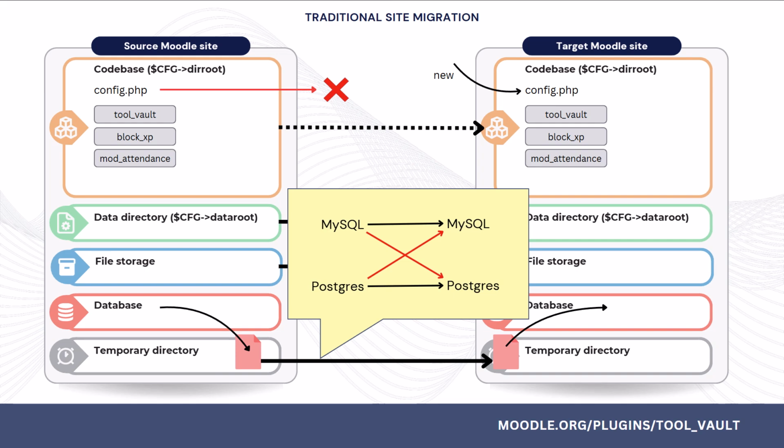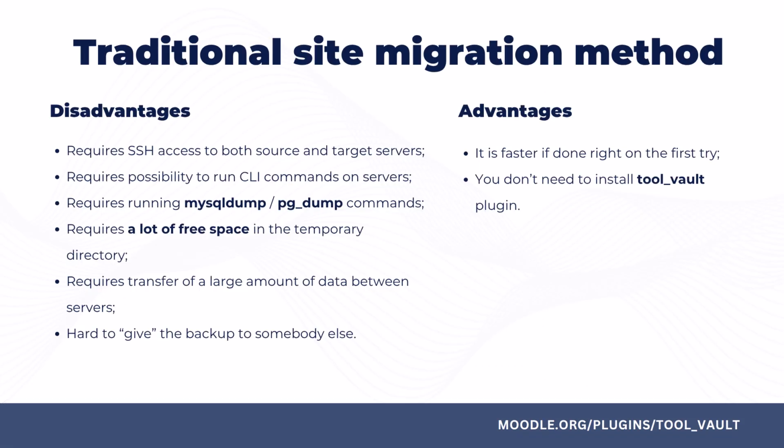As you can see, this process is quite demanding. You'll need SSH access to both servers, the ability to run CLI commands, access to database tools like mysqldump or pg_dump, and a reliable way to transfer large amounts of data across servers. And if you're trying to send a site backup to someone else, that's a whole other challenge. You certainly can't just email them gigabytes of files and database dumps. That said, when everything goes smoothly, this traditional method is faster than using Vault, but only if you get everything right on the first try.